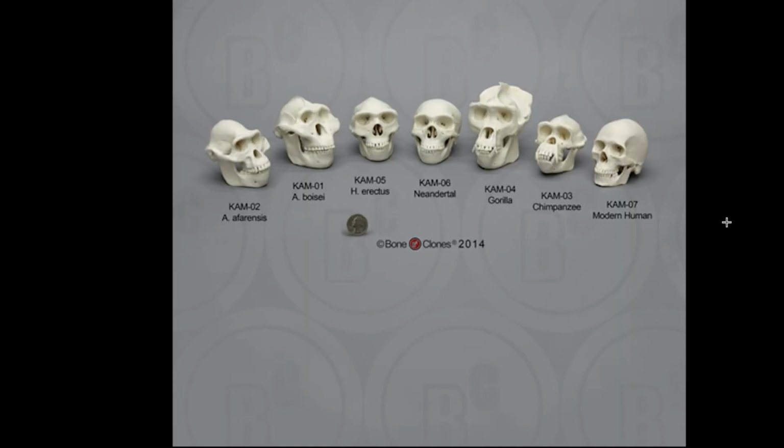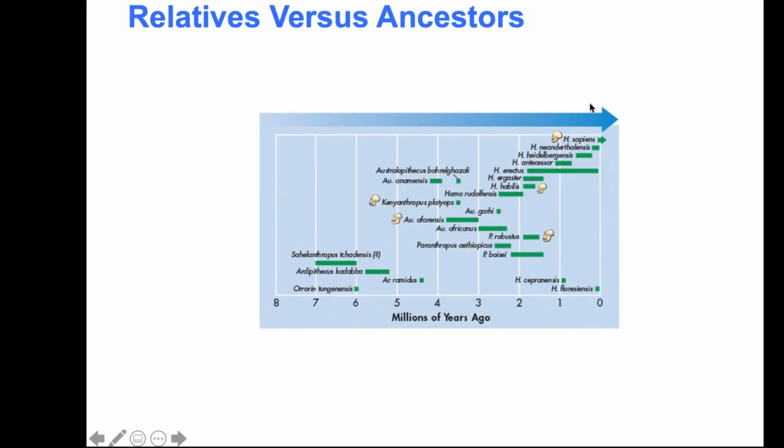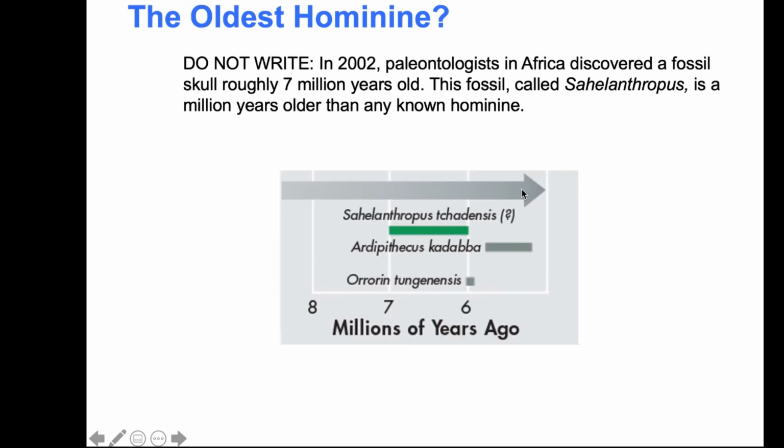and I'm going to show you now a picture of their skulls. Here is a comparison of a modern human, a chimpanzee, a gorilla. Here you have a Homo neanderthal, a Homo erectus, an Australopithecus afarensis. Actually, I don't know if that's Australopithecus, but this is afarensis, and you can see the different way the structure of the faces have changed over time. So we have some differences between relatives versus ancestors, and you can see how we have a bunch of different branches, but some of those branches are dead ends.